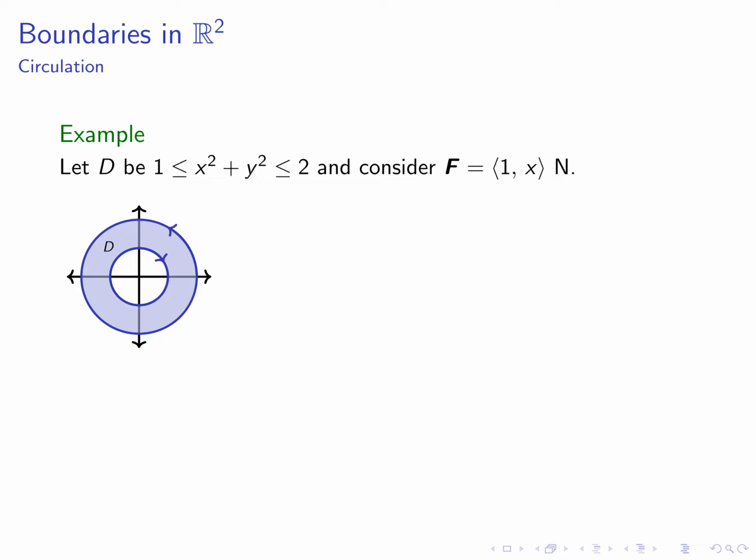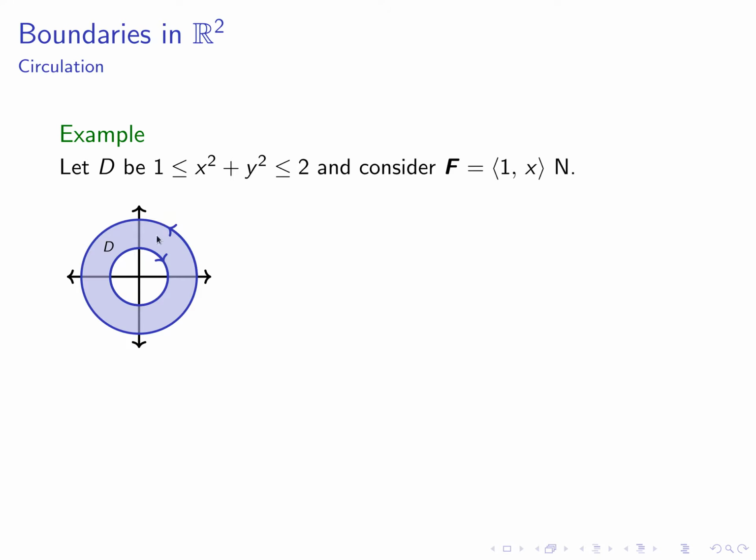So let's look at an example of calculating circulation. Here, we're defining a domain in 2 dimensions to be defined by the inequalities 1 is less than or equal to x squared plus y squared is less than or equal to 2. So this should actually say 4. So this 2 should be a 4. I will fix that. So here we're looking at 1 is less than or equal to x squared plus y squared is less than or equal to 4. And we're defining a vector field on R2 given by coordinates 1, x. And here our vector field is given the units of newtons.